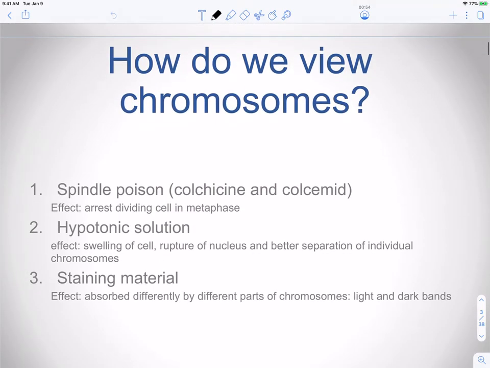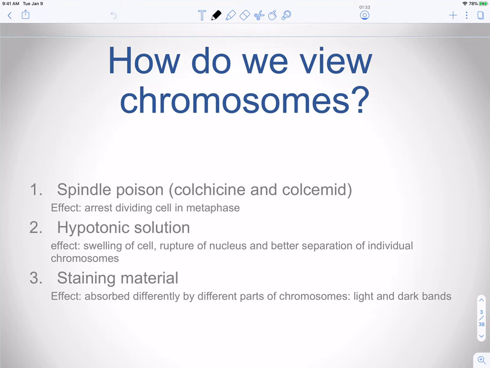So the first thing we have to consider is how we actually look at chromosomes. How do we view chromosomes? There's several ways you can do this. You can disrupt the spindle by using different poisons, and this allows you to stop the dividing cell so it arrests, and you do this in metaphase, and then of course you can see the chromosomes. And then you also want to apply a hypotonic solution, and this is going to cause rupture of the nucleus. Again, you're basically trying to visualize a chromosome, so you want to disrupt the nucleus to get them out of the nucleus. And then you use some staining materials.